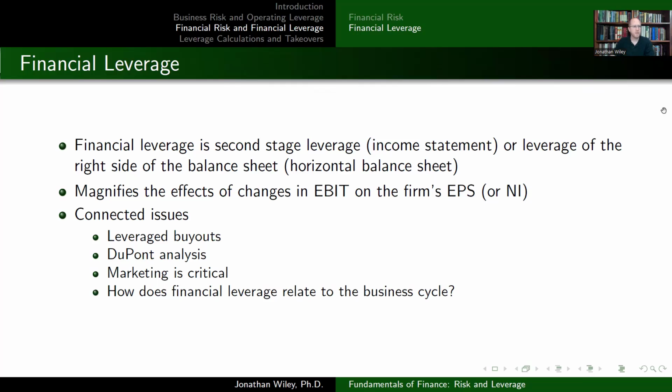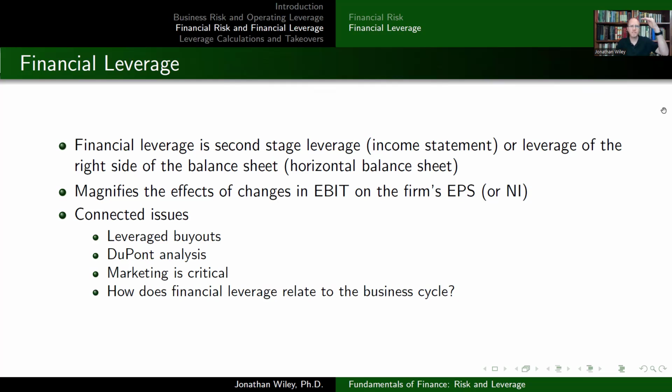All right, so in this video, I'm going to talk a little bit about financial leverage and what it accomplishes. Financial leverage can be viewed as the second stage leverage if I'm looking at an income statement, or leverage of the right side of the balance sheet if I'm looking at a horizontal balance sheet. A horizontal balance sheet would have assets on the left side, and then liabilities and owner's equity on the right side.